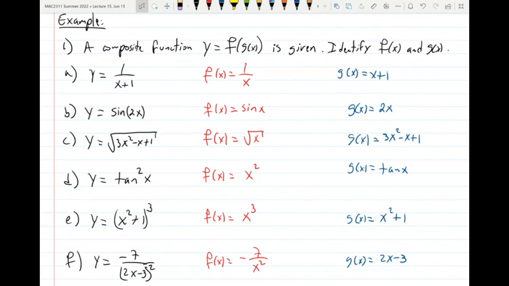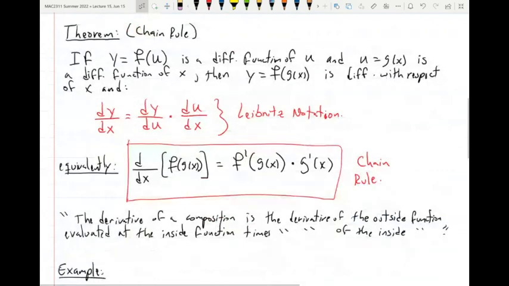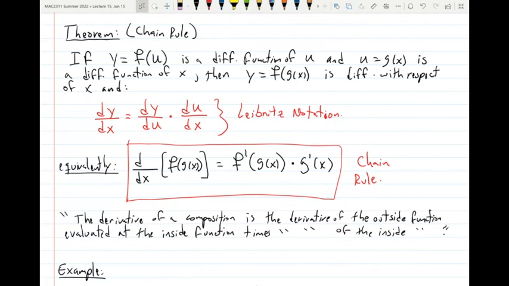Okay? All right, so let me remind you what the chain rule says. When you need to take the derivative of a composition, you need to identify what's the outside, what's the inside function, and then the rule is derivative of the outside, plug in the inside, times derivative of the inside.